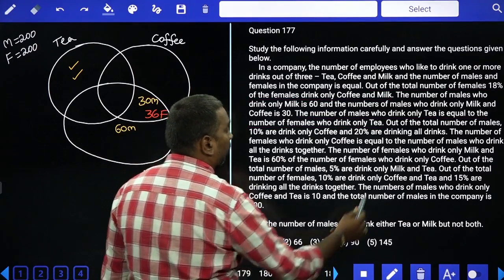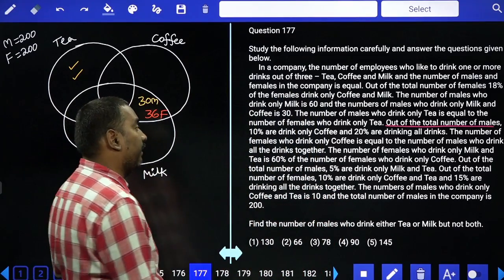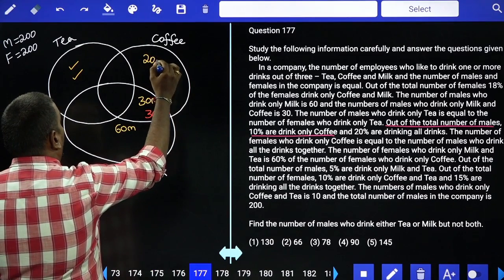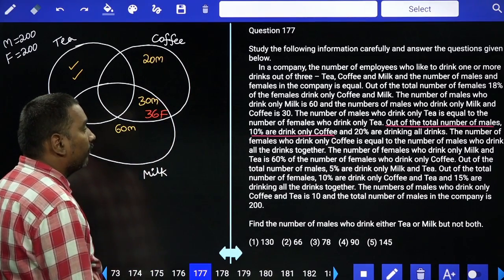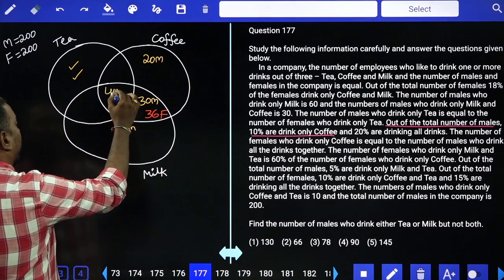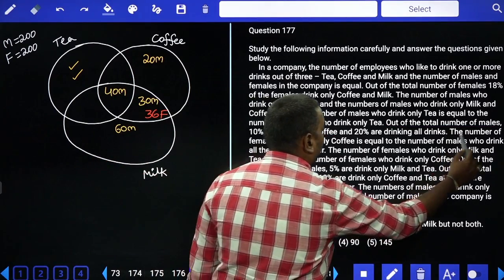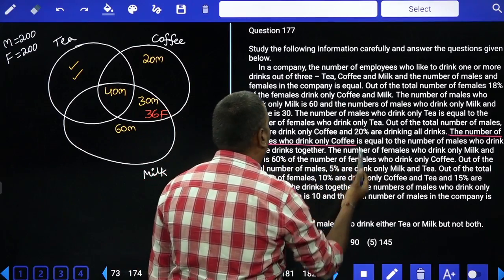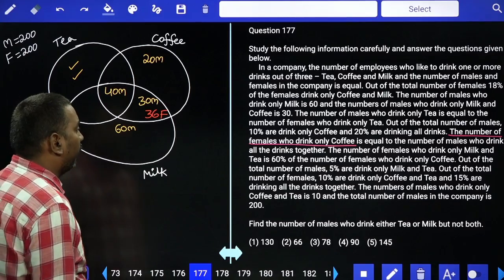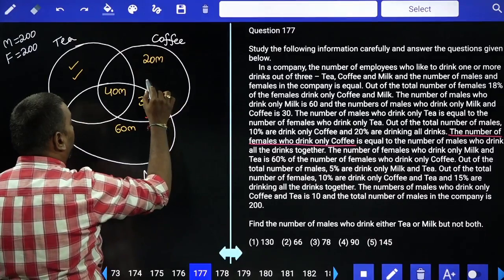Next, out of the total number of males, which is 200, 10% drink only coffee. 10% means 20 males drink only coffee. And 20% drink all the drinks. 20% of 200 means 40 males drink all drinks. Next, the number of females who drink only coffee is equal to the number of males who drink all the drinks. Males with all the drinks is 40, so females with only coffee is also 40.